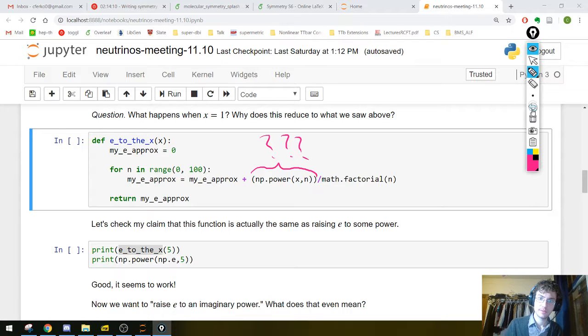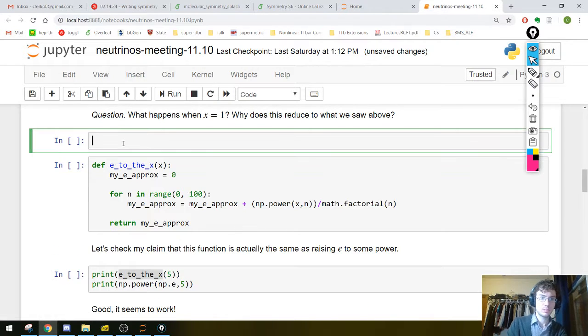E. This thing? Well, that'll be the answer, hopefully, when we run this thing. But what is this expression? Let's do a specific case. So what if I insert cell above? What if I do np.power 2 comma 3? If I run this cell, what do you think it's going to be? I have no clue. Let's see.